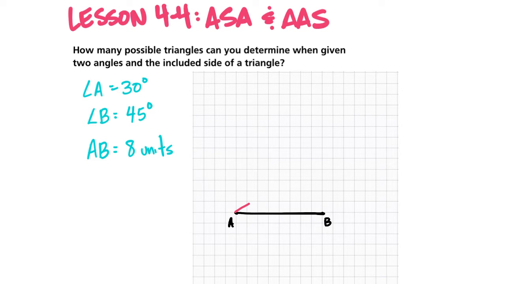It doesn't say how long this side is, so I'm just going to put this dotted line out here and say, okay, it's going to be a 30-degree angle right there, but I don't know how long that's going to be. And then angle B needs to be a 45-degree angle. So let's go ahead and put that. Let me just erase that. A 45-degree angle is going to look something like this. We don't know how long that's going to be, but it'll be 45 degrees right there.